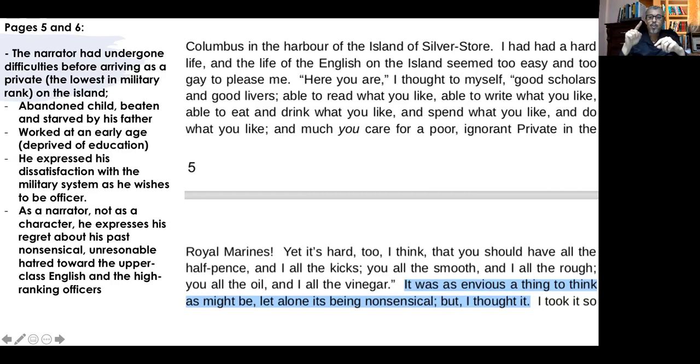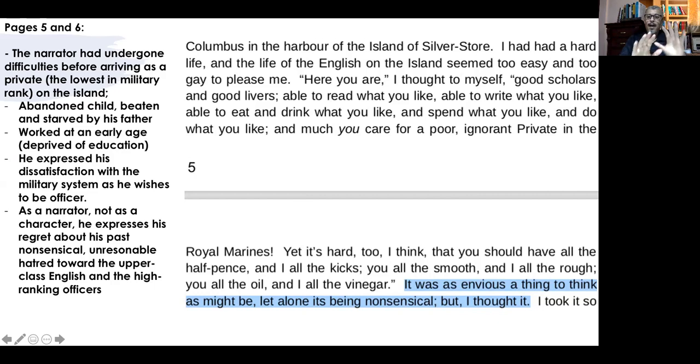So he expressed his dissatisfaction with the military system as he wishes to be an officer, not a private. A private is the lowest in rank. Why can't he be an officer? Because you are educated. So what? Then, as a narrator, not as a character, right? He expresses his regret about his past, nonsensical and unreasonable hatred toward the upper class English and the higher ranking officers. This is what he expresses, ladies and gentlemen.